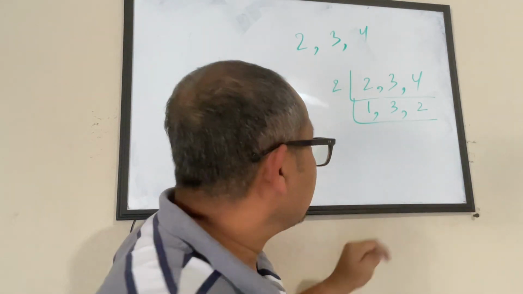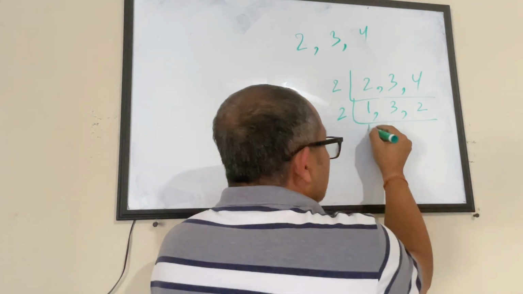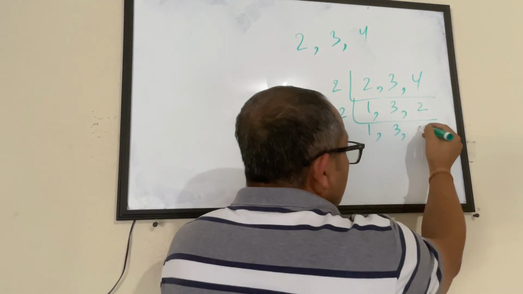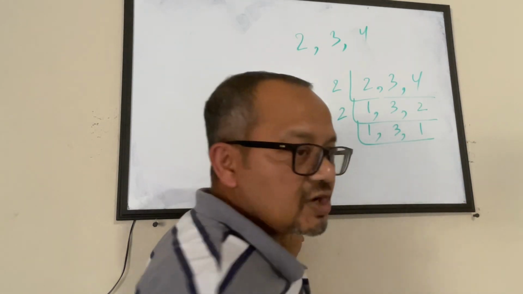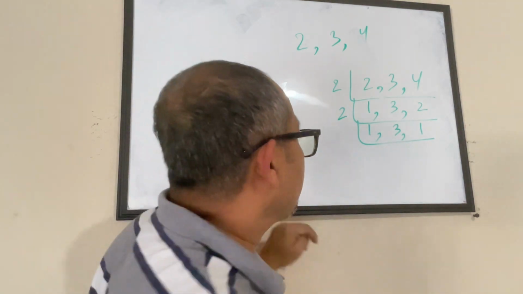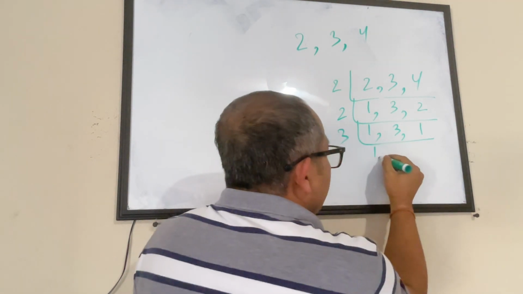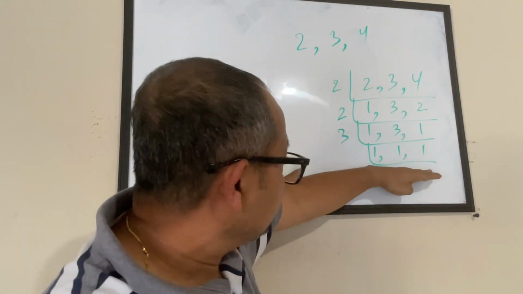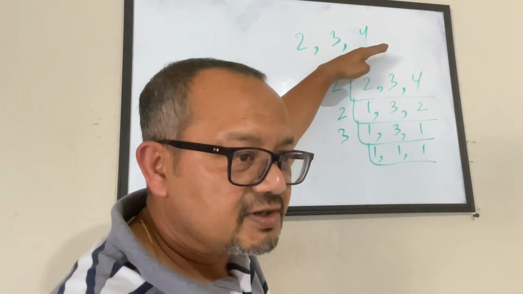Exclude 1. Take the next smallest number, 2. So 1 remains 1. 3 remains 3 because 3 doesn't come in the table of 2. 2 ones are 2. What is the smallest number here apart from 1? 3. 1 remains 1. 3 ones are 3. Now everything became 1. We will stop.